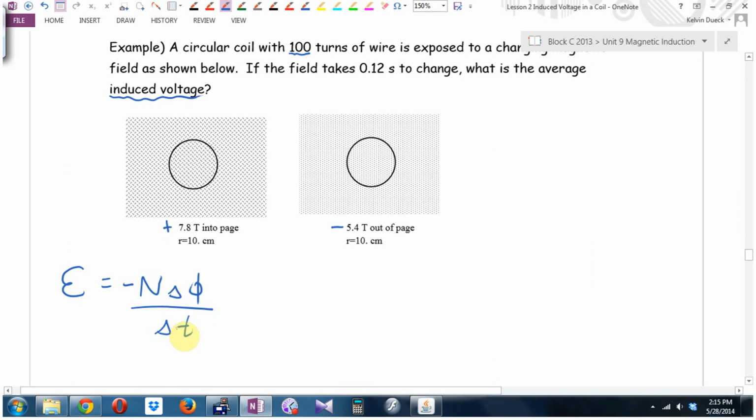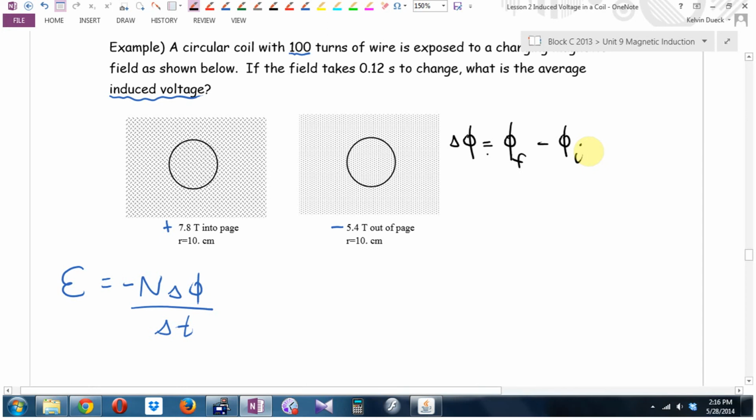What's N? 100. What's the change in time? 0.12. What's the change in flux? That's what we're going to spend some time crunching. So let's see. Change in flux is going to be final minus initial. Are any of these zero? No.